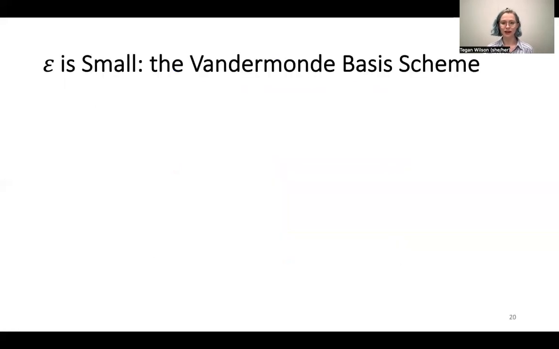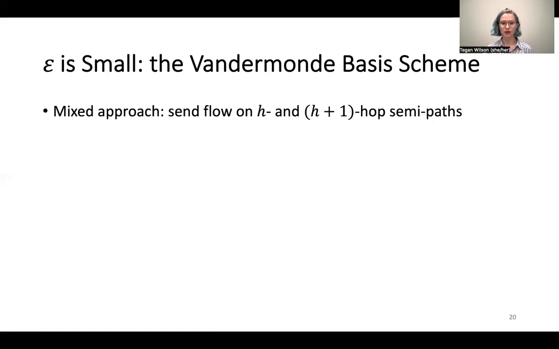Our second case is when epsilon is very small. And in this case, we're at a point on our trade-off curve where sending all of our flow on h-hop semipaths, like we were doing with the elementary basis scheme, just requires a maximum latency that is too high. However, our throughput is a little bit too high to send all of our flow on h+1 hop semipaths either. So this design uses a mixed approach. It sends some flow on h-hop and some flow on h+1 hop semipaths.